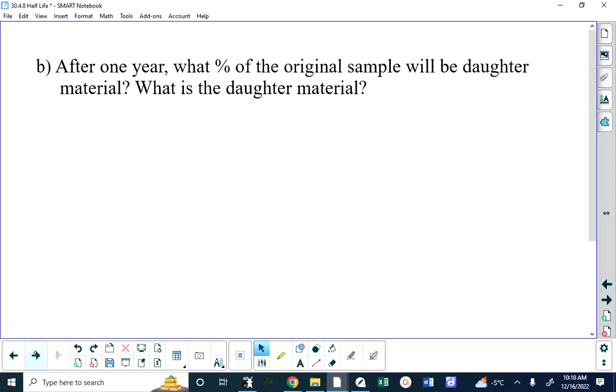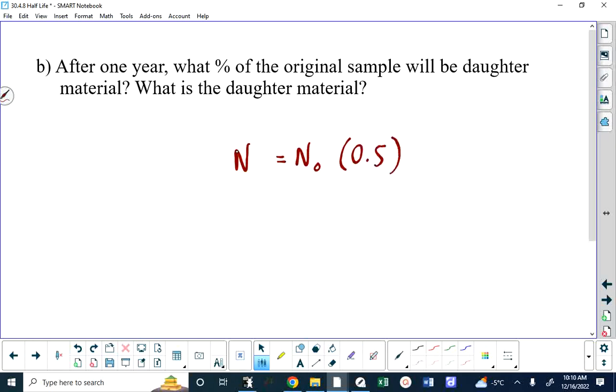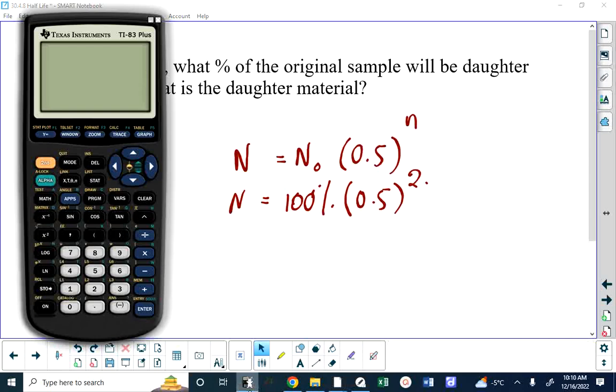After 1 year, what percent of the original sample will be daughter material? Okay, well, we could figure this out using N equals N0 times 0.5 raised to the n, but this time put in 100%. And this will be this number, 2.6449.